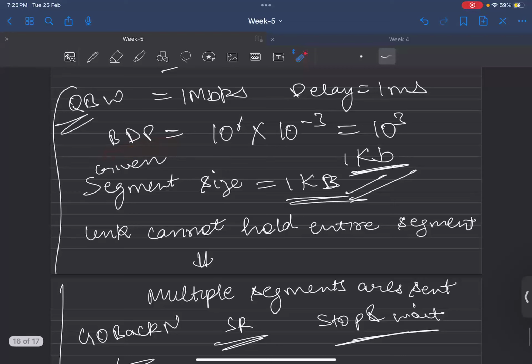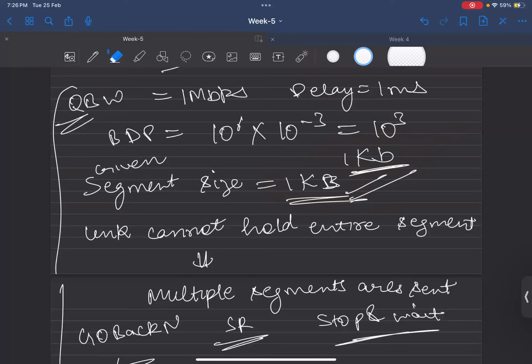Now, BDP refers to how much data can be transmitted. So what they are saying is only 1 kilobit can be transmitted, whereas the segment, how much data are we having? 1 kilobyte. Which means the data or the segments which have to be transferred is much more than the capacity of the pipe. Is it clear what I'm trying to say? The link is holding only 1 kilobit, whereas the segment is 1 kilobyte. Can I say the data which has to be transmitted is much more than the capacity of the link? Am I correct by saying this? Yes, ma'am.